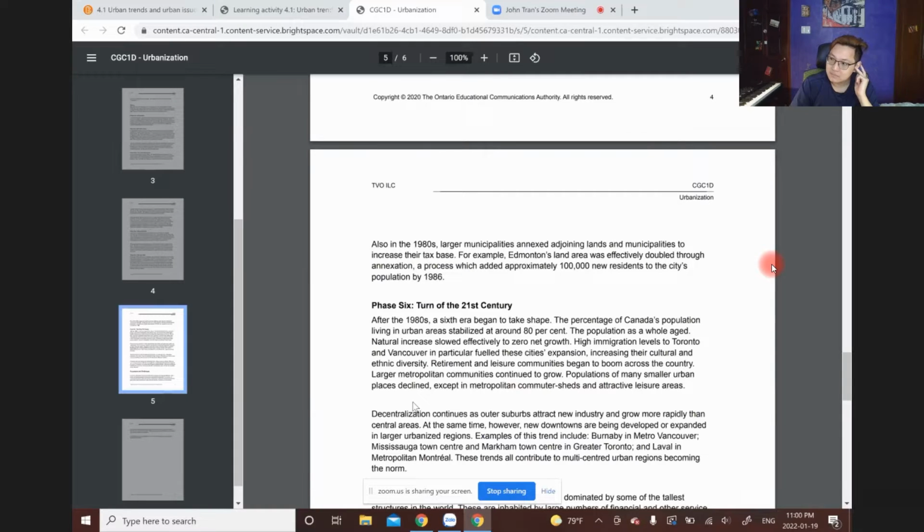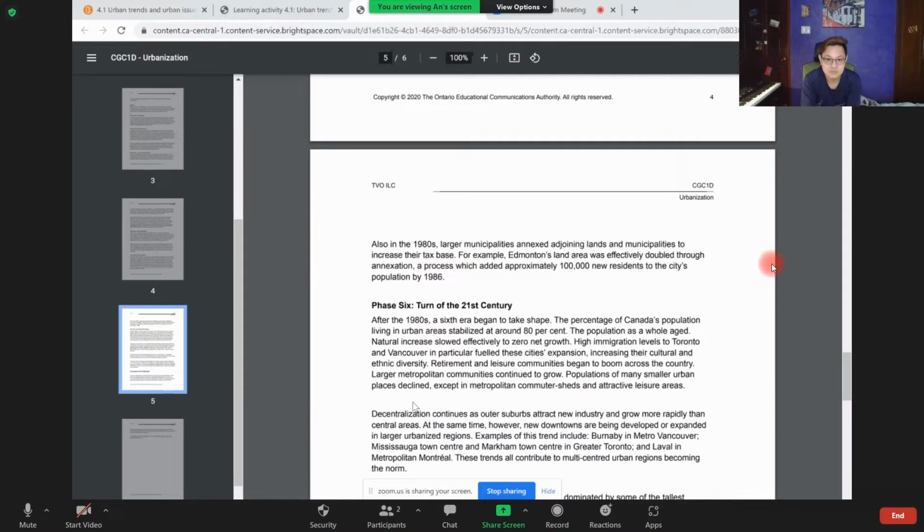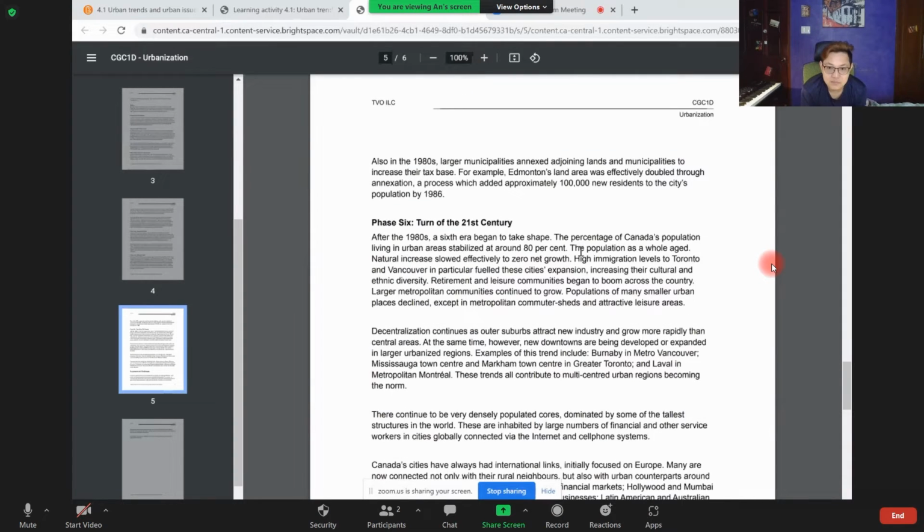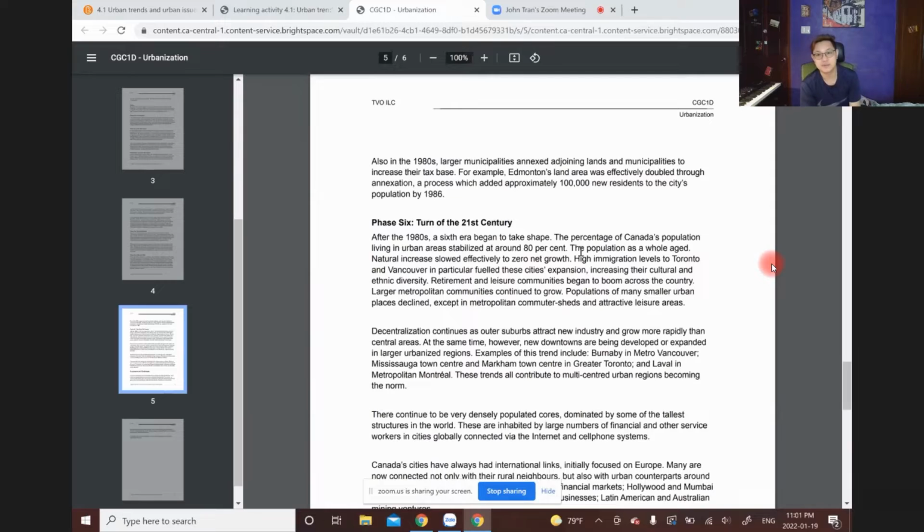Decentralization continued as outer suburbs attract new industry and grow more rapidly than central areas. At the same time, however, new downtowns are being developed or expanded in larger urbanized regions.